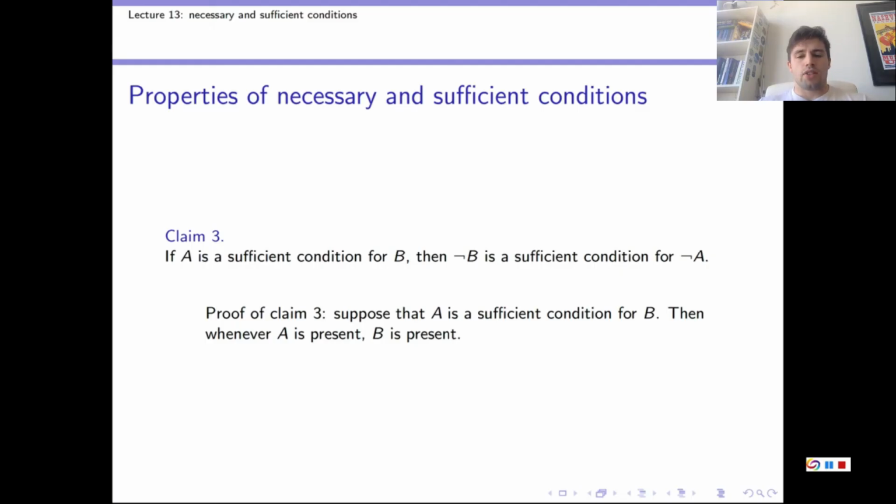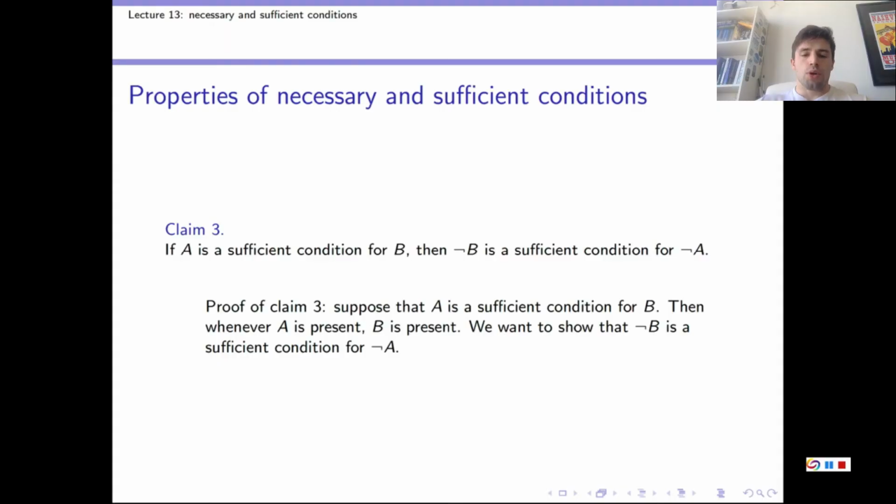What does that mean? All that means is that whenever A is present, B is present, and that just follows from the definition. So here's the next question. What do we want to show? We want to show that the consequent in claim 3 is true. That is, we want to show that not B is a sufficient condition for not A. So here's another question. What does that mean?